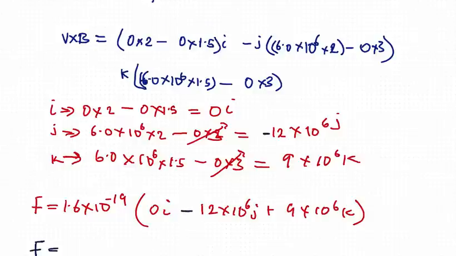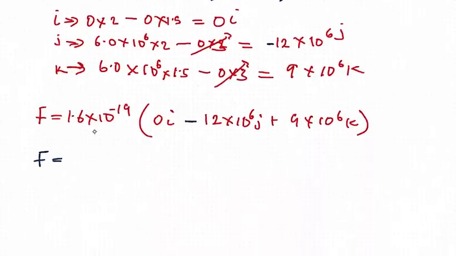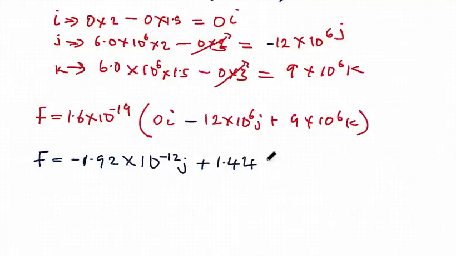So we have this expression now. 1.6 times 10 power minus 19 multiplied by this will be equal to 1.92 times 10 power minus 12 j, and 1.6 times 10 power minus 19 multiplied by this will be negative, then we'll be having 1.44 times 10 to the power minus 12, negative 12 k.